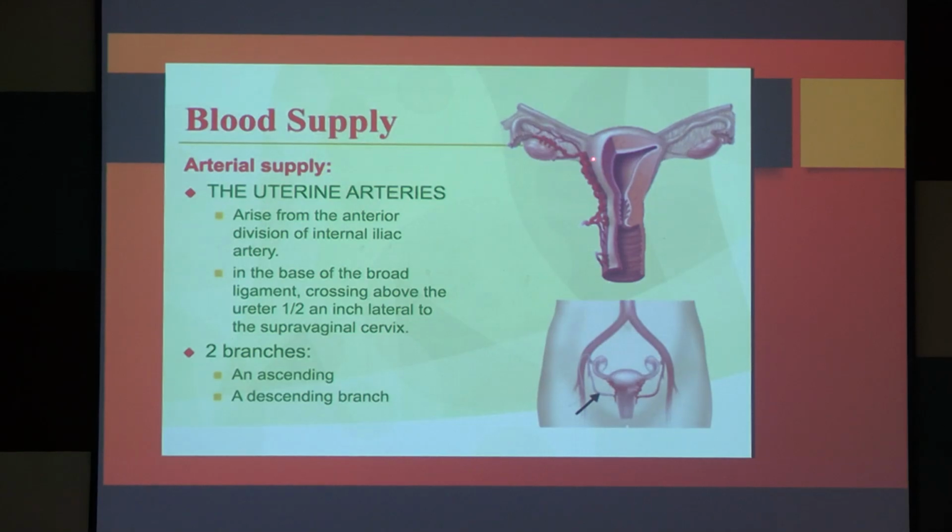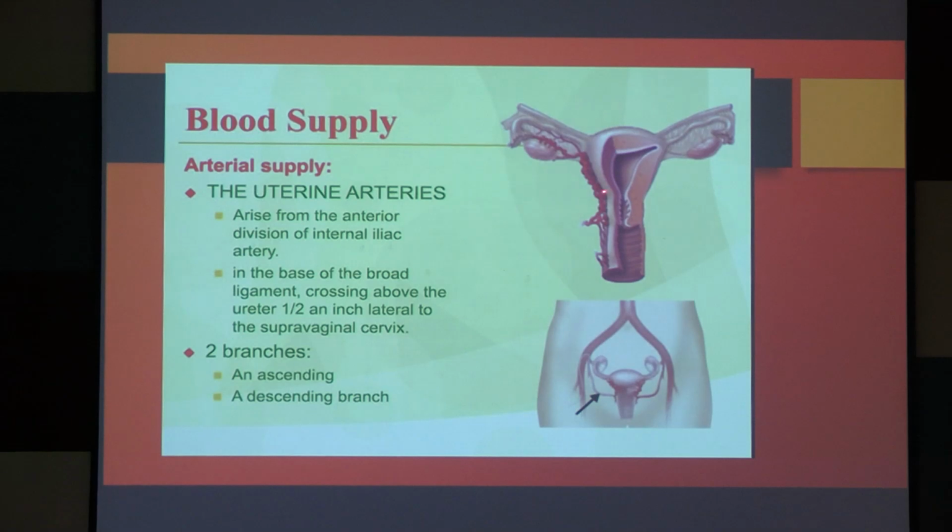So the ureter comes from behind forward, from the lateral pelvic wall anteriorly to the bladder, and the uterine artery comes from the lateral pelvic wall straight towards the cervix, and it sends one descending branch which is supplying the cervix and vagina, and one ascending branch.